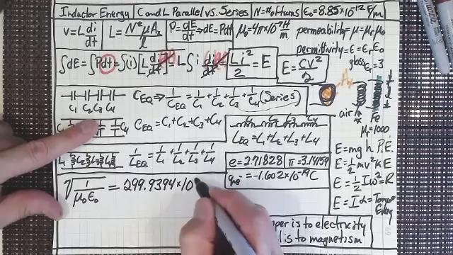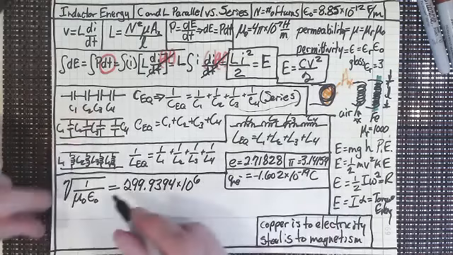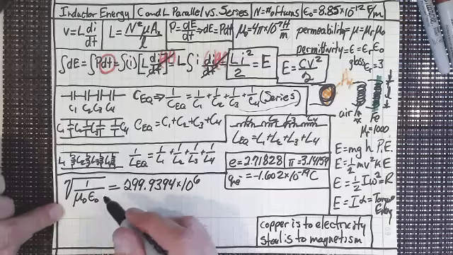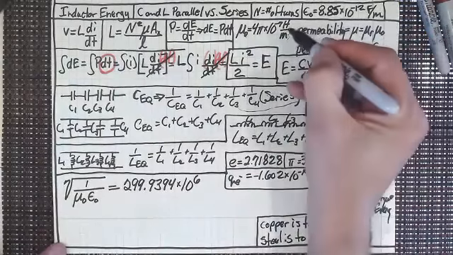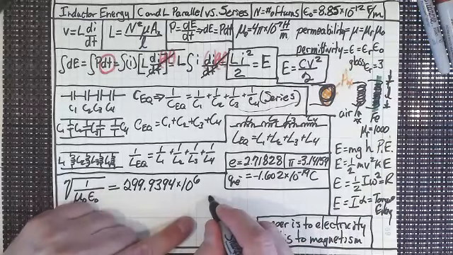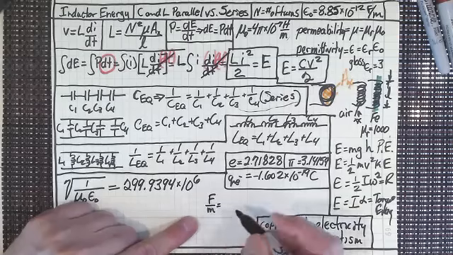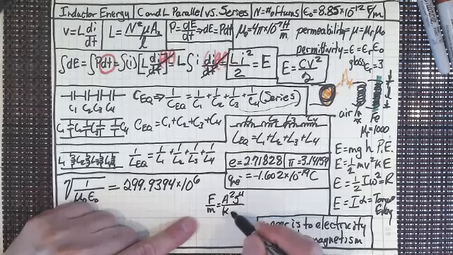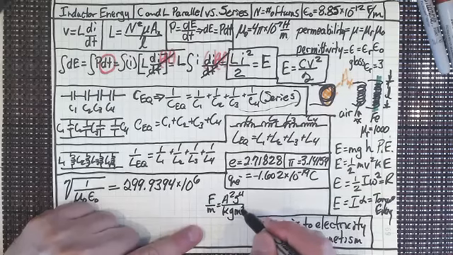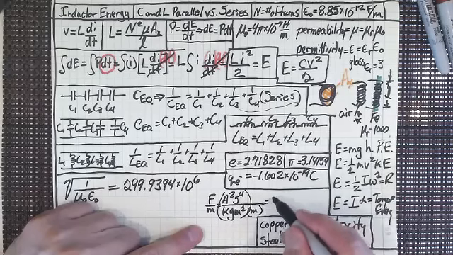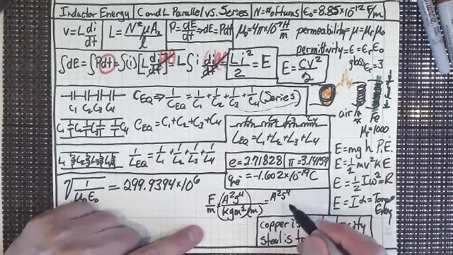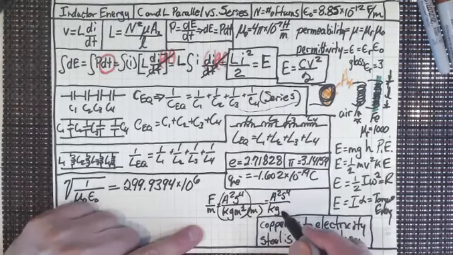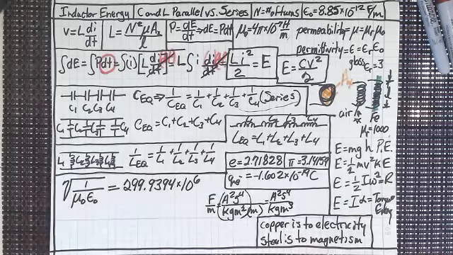times 10 to the 6th. And what are my units? Didn't I say it was farads per meter and henries per meter? What is a farad per meter? Let's see, a farad per meter would be an amp squared seconds to the 4th divided by a kilogram meter squared, divided by a meter. Right? So wouldn't that be an amp squared seconds to the 4th over a kilogram meter cubed? Does everyone see that?